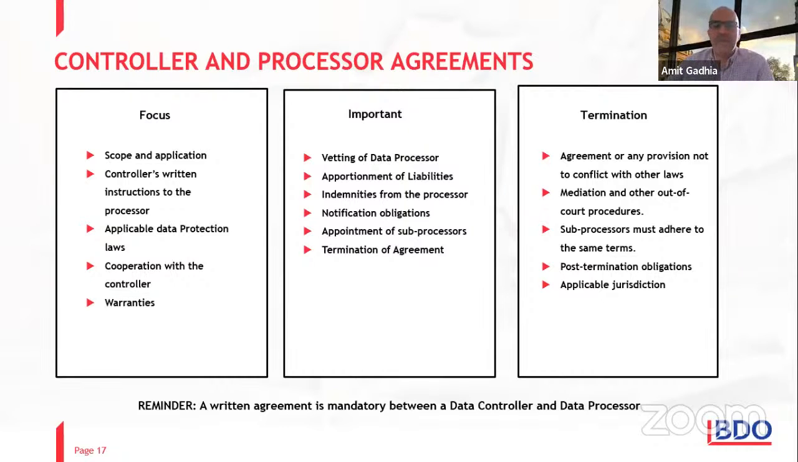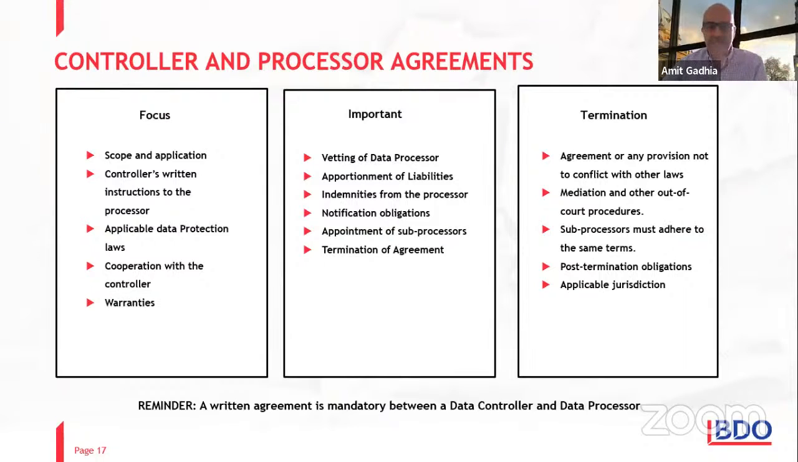Cooperation with the controller. A processor is always obliged to cooperate with the controller. This is especially when it comes to data subject rights and breach reporting, right? So for example, when an individual comes and says to a processor, can you please erase my data? Can you please rectify my data? The processor is immediately obliged to inform the controller that I received this request. And you are the controller, so you give me instructions on how I have to deal with it, okay?